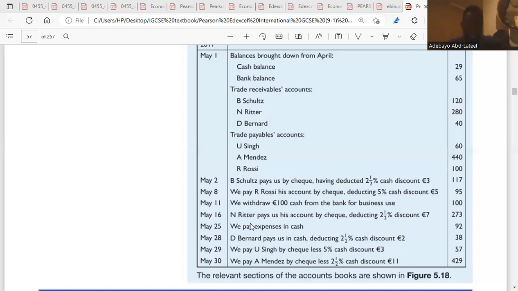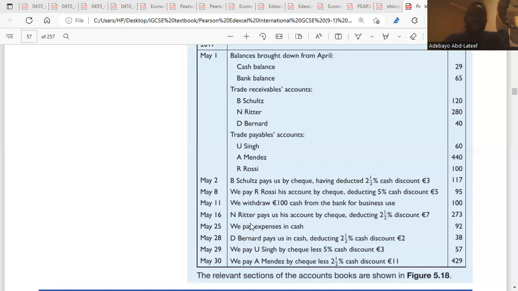The first column will be the date. The date is normal. The details, that's the transaction: the name of the supplier, the credit customer, or the name of the credit supplier. The discount, the cash if cash is paid, the bank if check is paid. Whatever we receive is on the debit side of our cash book, whatever we pay is on the credit side. If we pay in cash, it goes on the credit side of the cash book as cash. If we pay by check, on the credit side as bank.